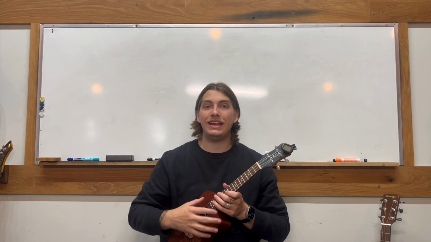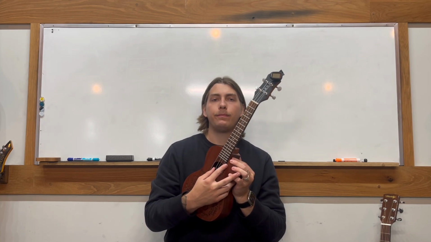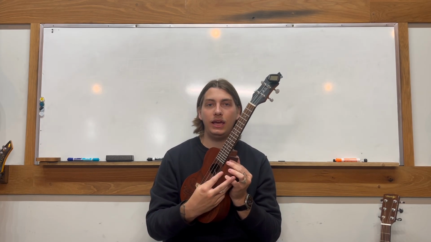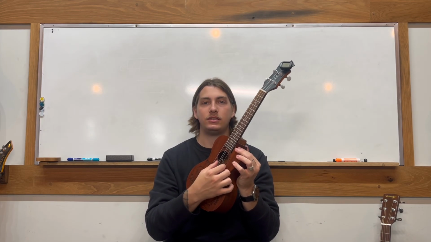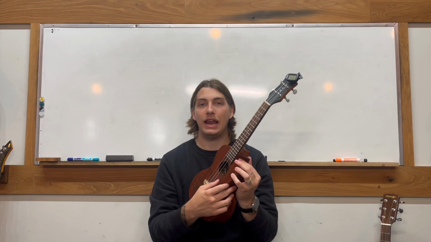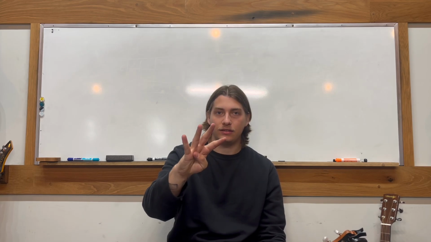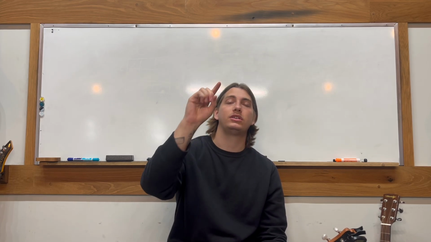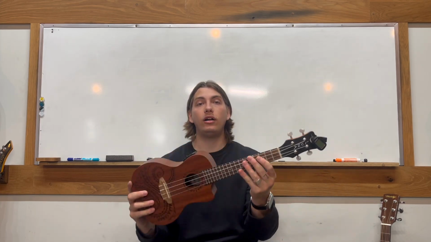We also learned the names of each of these strings. Do you remember? It goes like this: G, C, E, A. Okay, so this is the G string, C string, E string, and A string. The way that we remember that is goats can eat anything. Say it one more time. Goats can eat anything. Okay, so we've learned all of that.